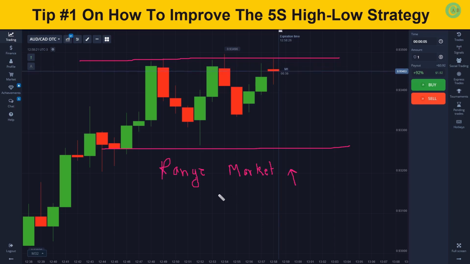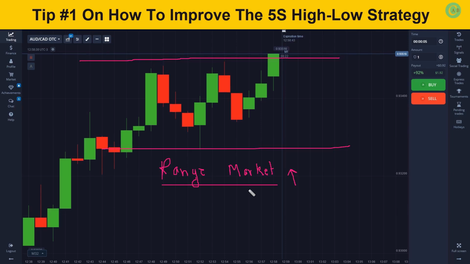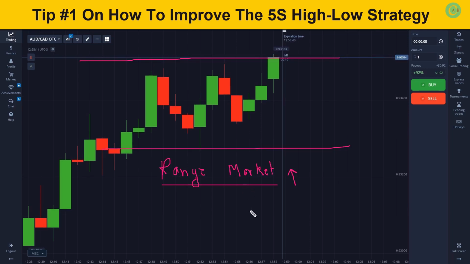Why are we using range market for our strategy? The reason is very simple. In range market, the volatility is very low, which means we're gonna have a lot of opportunities for a price being reversed. Unlike the trending market, where we usually experience a high volatility, which can affect our 5-second pullback strategy. So that's why we prefer the range market.